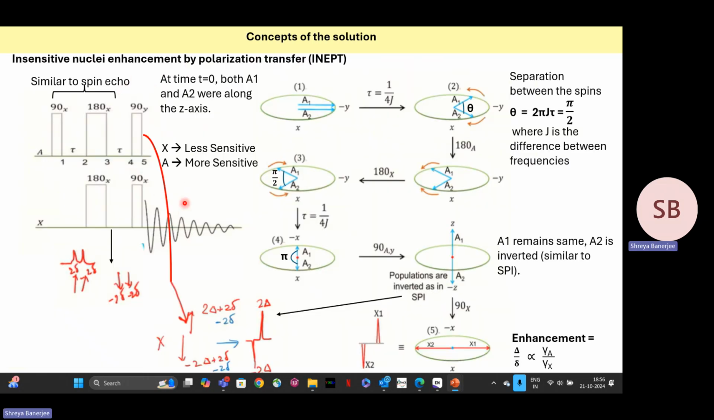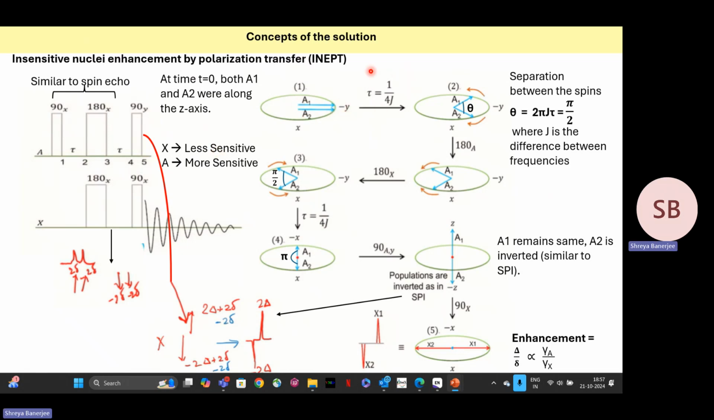In order to combat this and get better spectra, this technique was introduced called INEPT. INEPT stands for Insensitive Nuclei Enhancement by Polarization Transfer. So in the initial part of INEPT, suppose the 2 spins are A and X. Initially, a 90x pulse is applied to A. So both A1 and A2 were initially in Z. Because of the 90x pulse, they come to Y.